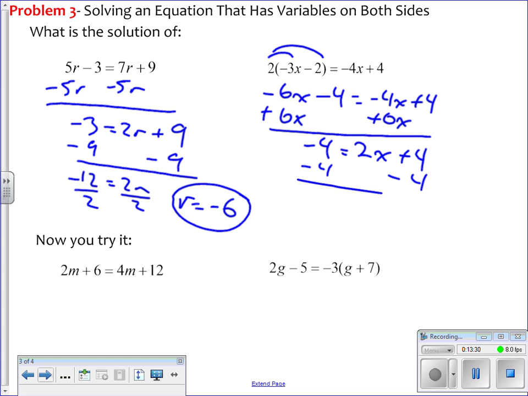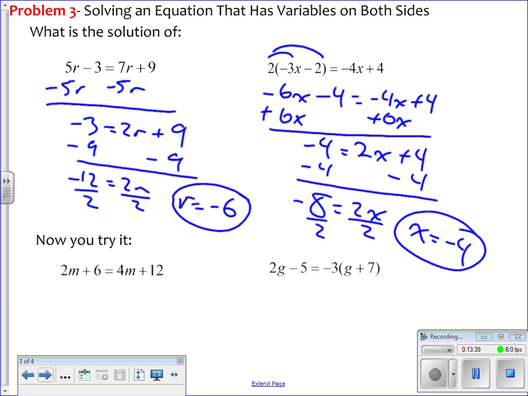Subtract 4. Negative 8 equals 2x. Divide by 2. X equals negative 4. Okay? Do the next 2.